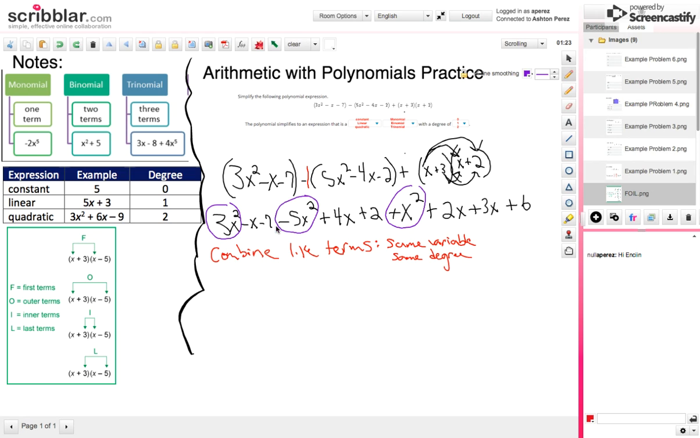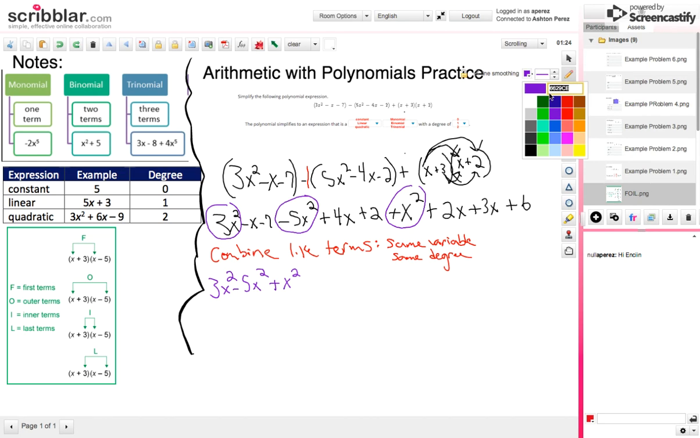So this has the same variable, which is x, and it has the same degree, which is 2. So these can all be combined, or they can all be added. You cannot add terms that do not have the same variable or degree. So for example, I couldn't add x squared and x. These two cannot combine because they have a different degree than one another.